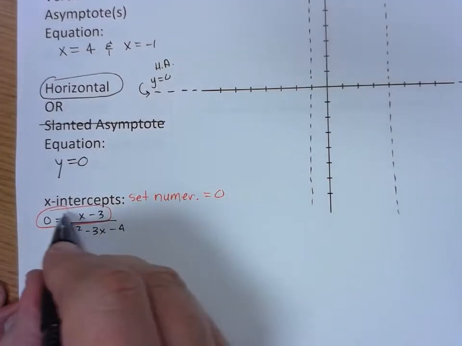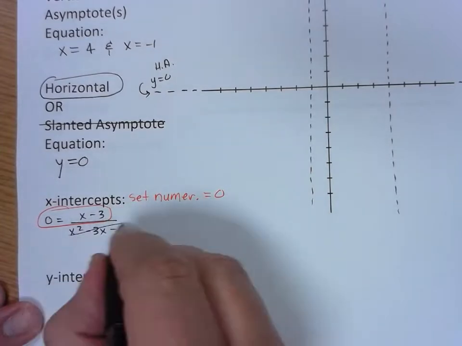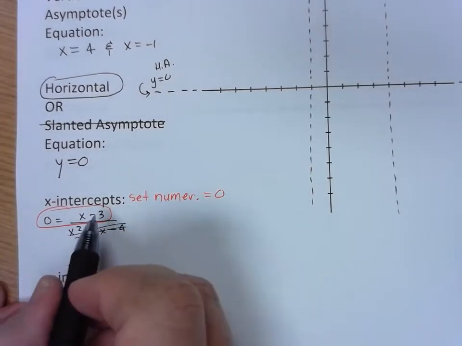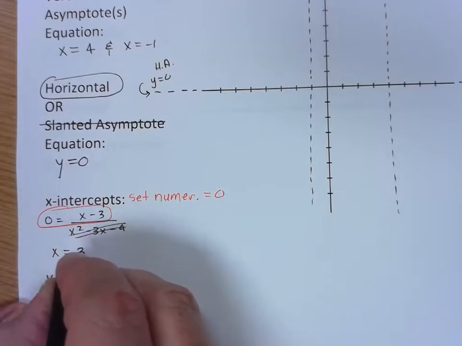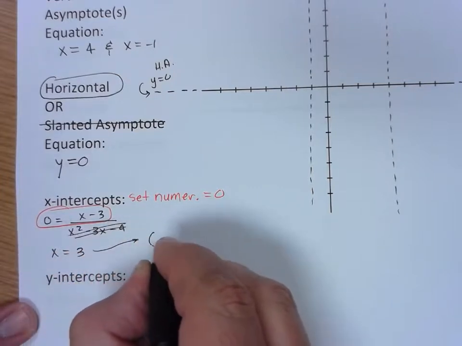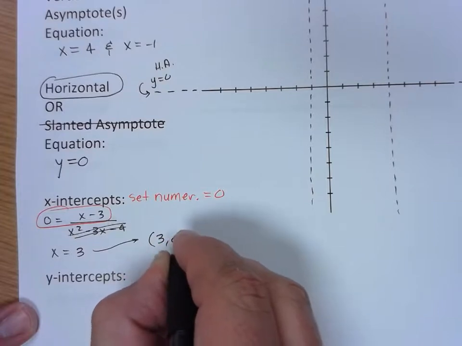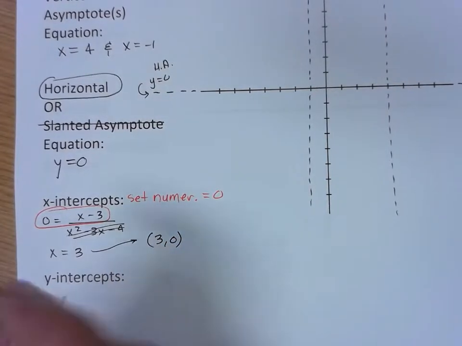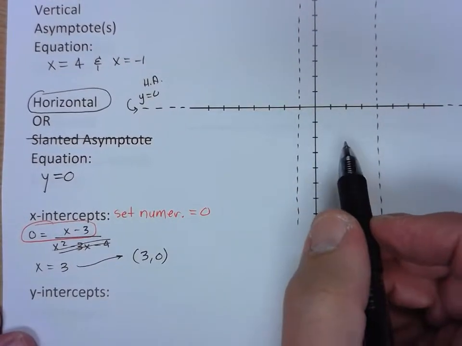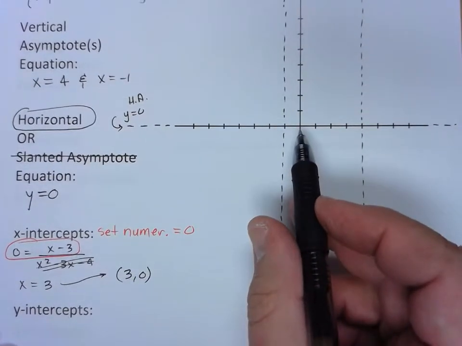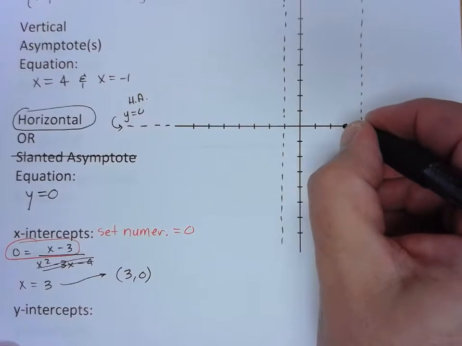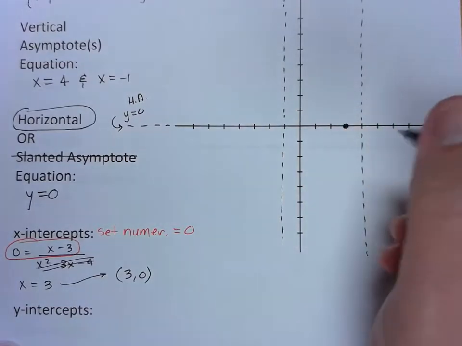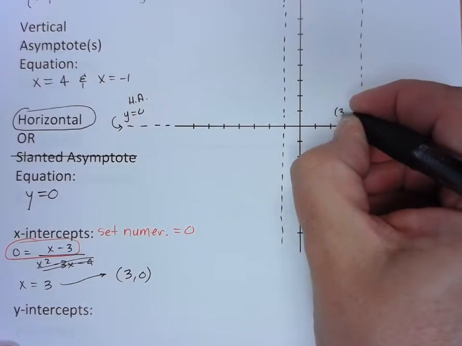So for this purpose, you can kind of ignore the denominator. You're just setting the numerator equal to 0. That numerator set to 0 gives me x equals 3. So this graph should cross the x-axis at the point (3, 0), just by setting the numerator equal to 0. So there's the origin. x equals 1, 2, 3 is there, pretty close to that vertical asymptote, but that's where our x-intercept is supposed to be located.